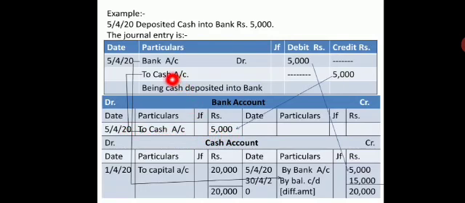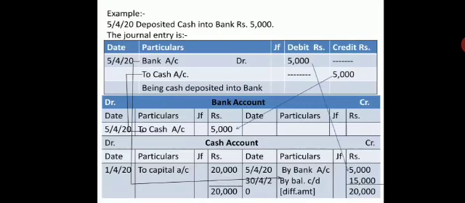Next I have the cash account. In the cash account I already have on the debit side "To capital 20,000" from the previous transaction. Now, because it is appearing on the credit side, I will go to the credit side of the cash account and write "By bank 5,000." It is read as cash account credited by bank 5,000.